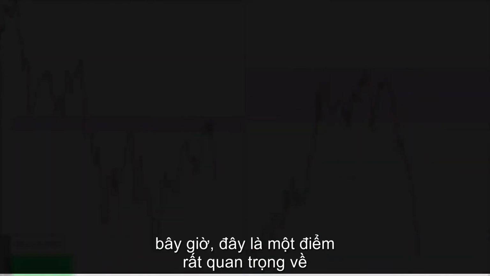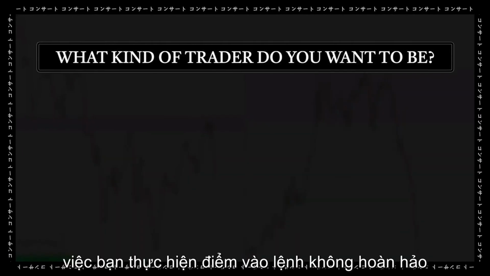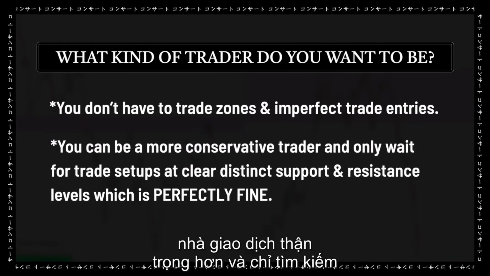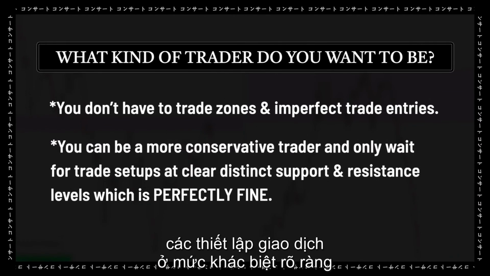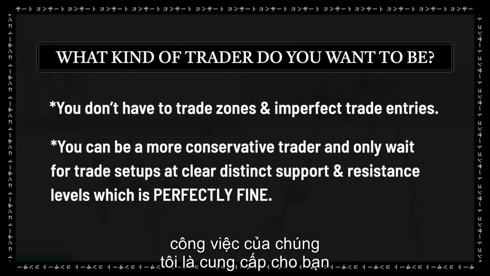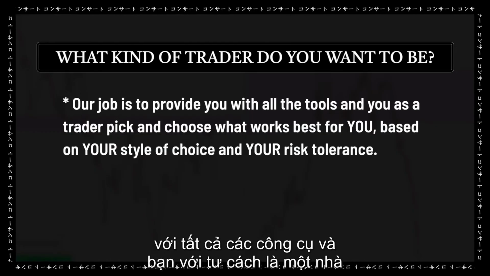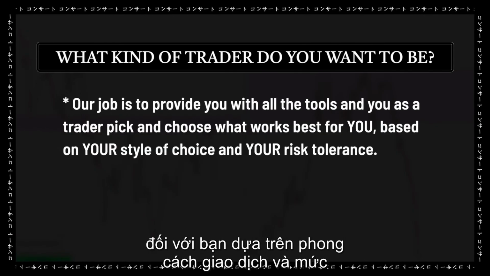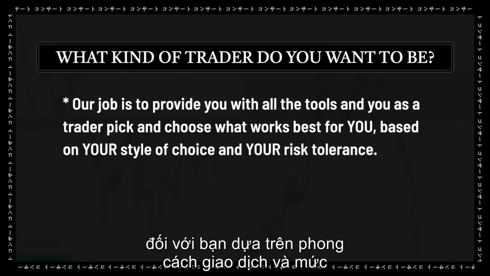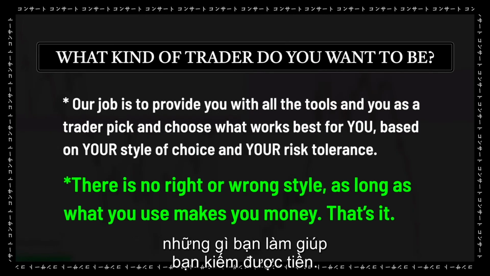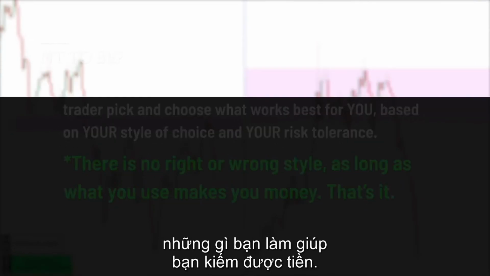Now, here's a very key point about taking imperfect entries. You don't have to trade zones and imperfect trade entries. You can be a more conservative trader and only look for trade setups at a clear, distinct support and resistance level, which is perfectly fine. Our job is to provide you with all the tools, and you as a trader should pick and choose what works best for you, based on your trading style and your risk tolerance. There is no right or wrong style of trading, as long as what you do makes you money. That's it. So one more example of an imperfect entry.